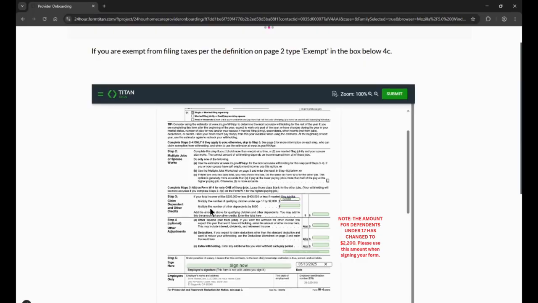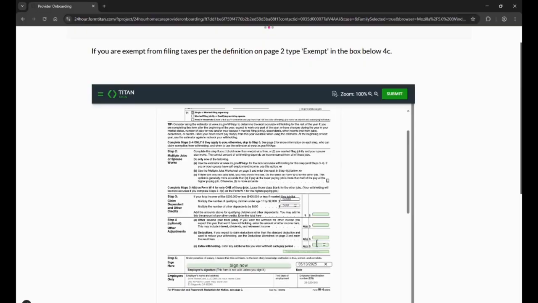For the next category here, we will multiply any other dependent over the age of 17 by 500. Again, 0 is an acceptable answer if you have no dependents, but in my case, I have 1 dependent over 17, so I will multiply 1 by 500, which equals 500.